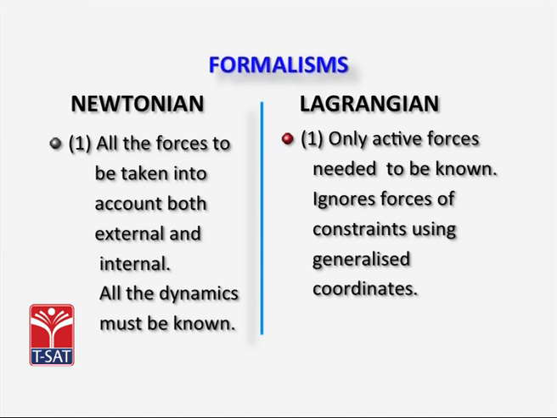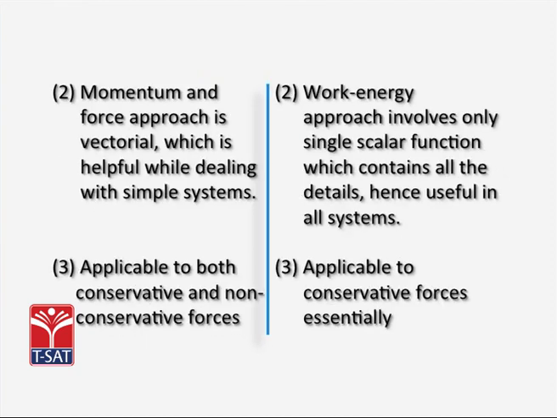The Newtonian formalism demands that all the forces, external as well as internal, be taken into account, whereas in the Lagrangian formalism we ignore the forces of constraint by using generalized coordinates. We take only active forces into consideration. There are other comparisons between Newtonian and Lagrangian.